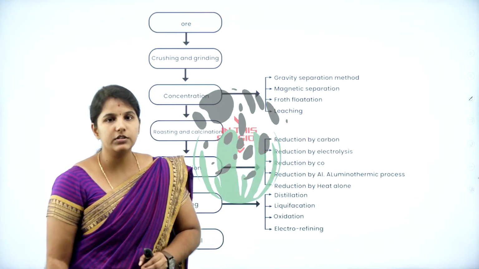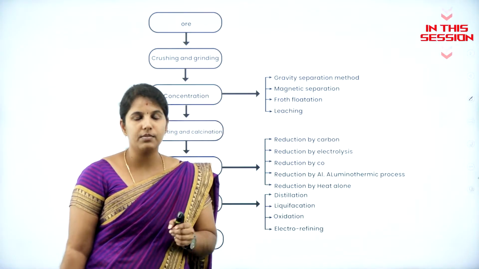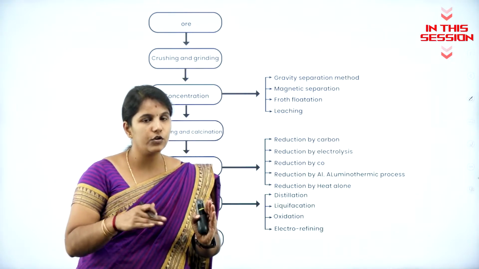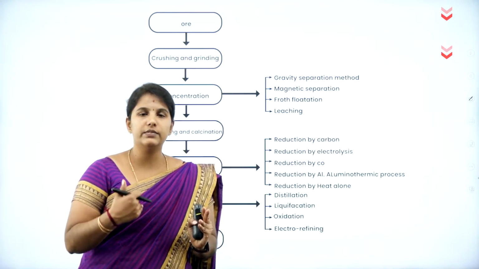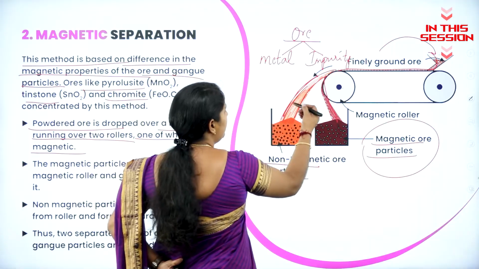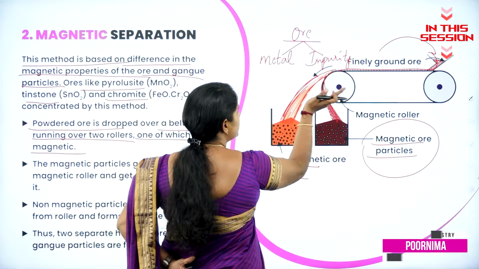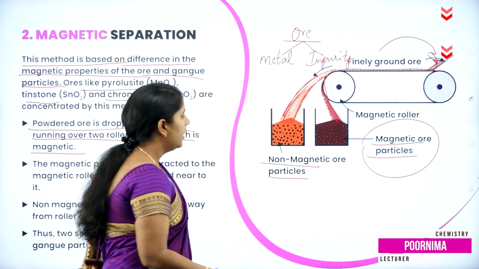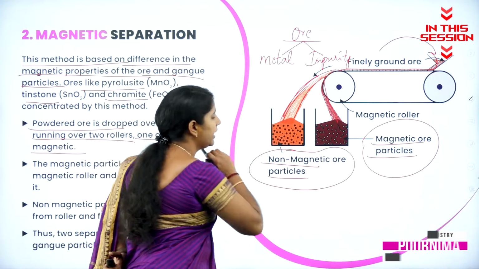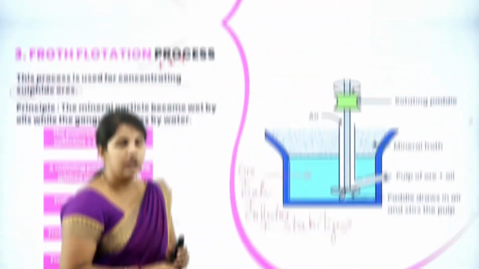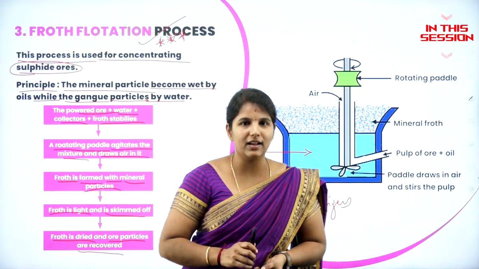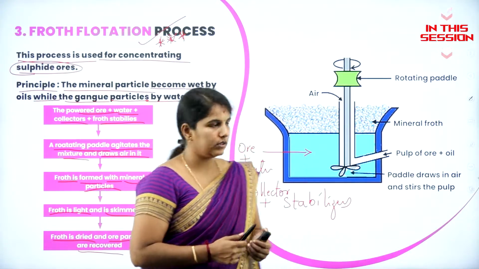In the beginning we have understood that we follow only 3 steps. One is concentration of the ore, next is conversion of the concentrated ore into oxide form, and third is refining. If the particles are not attracted towards a magnet, they will be separated out in a separate container and are known as non-magnetic ore particles. So when the rotating paddle is continuously rotating in the container, it will form a froth.